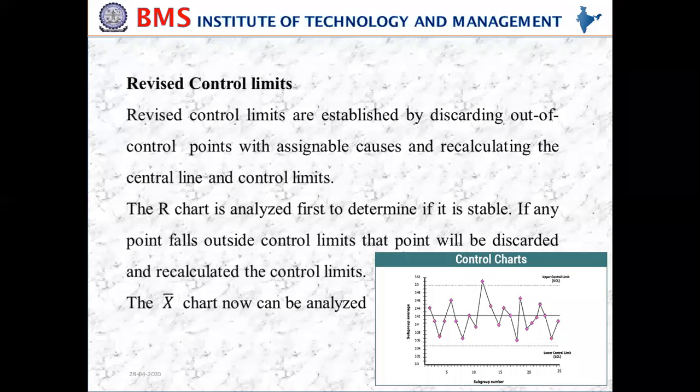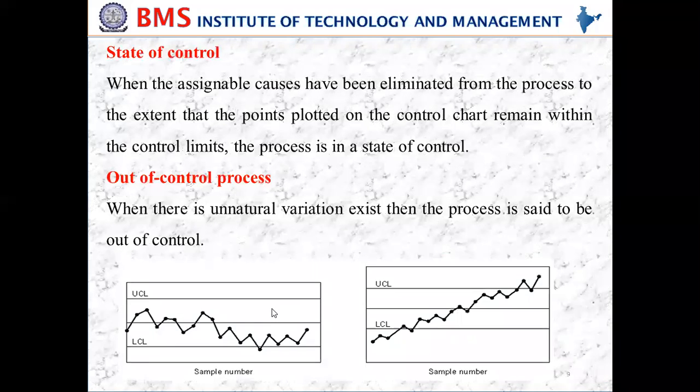So after the R chart, the X bar chart can be analyzed. Next, we are discussing the state of control and the state of out of control. So what is meant by state of control? What is meant by an out of control process?